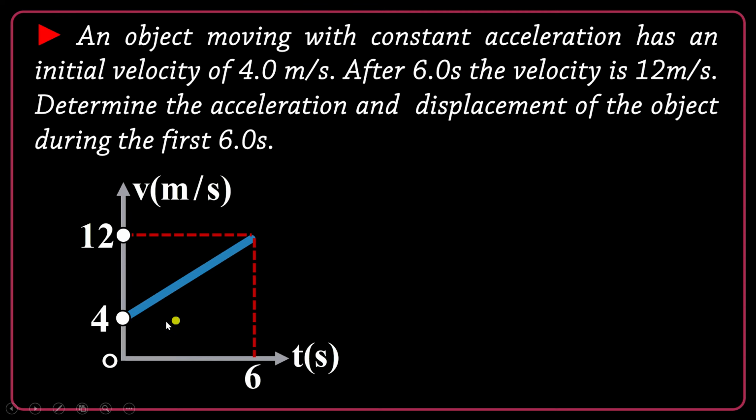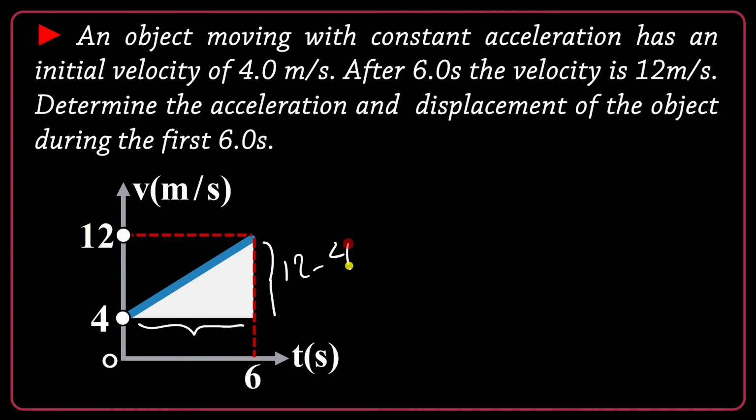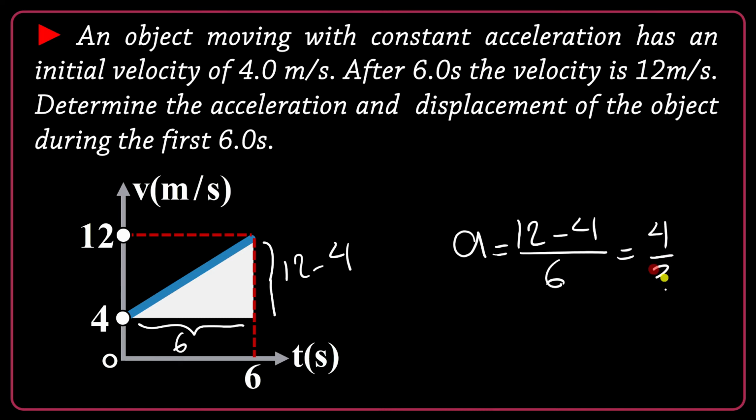How to find the acceleration? Just establish a triangle. Rise over run. Rise is 12 minus 4 and the run is 6. So the acceleration will be 12 minus 4 over 6. So the answer will be 4 over 3.